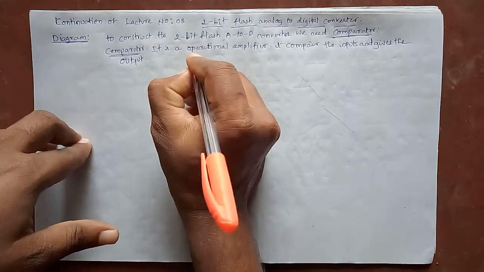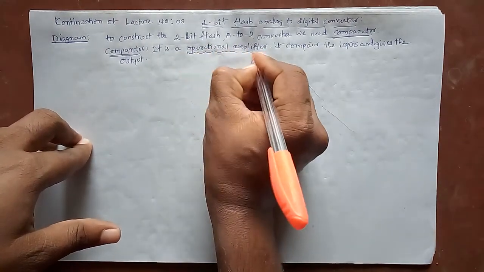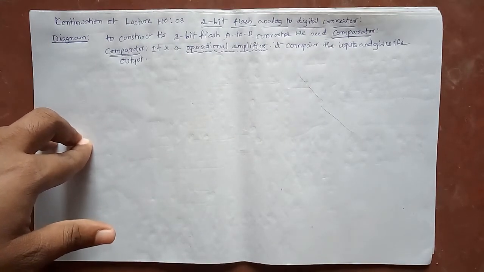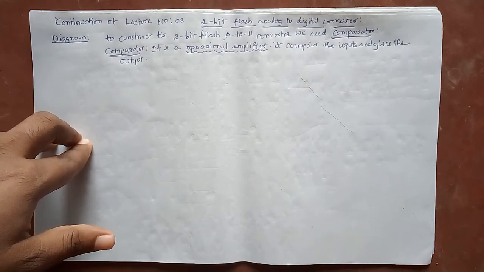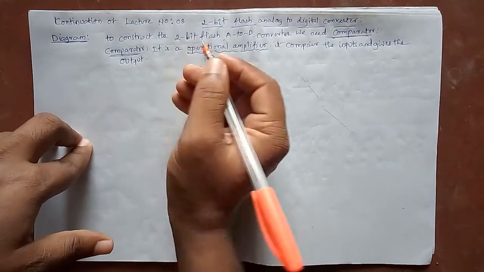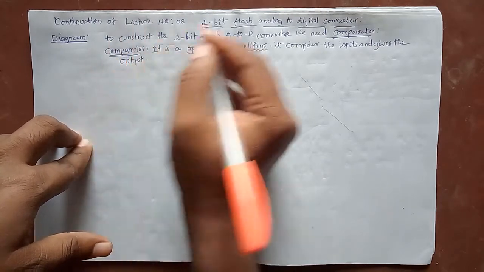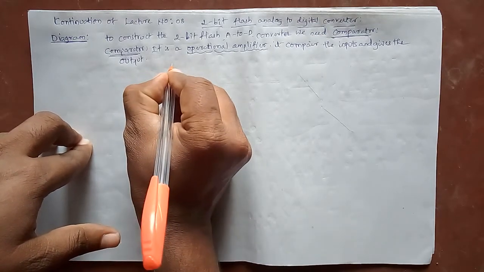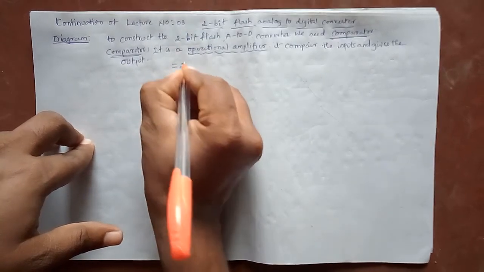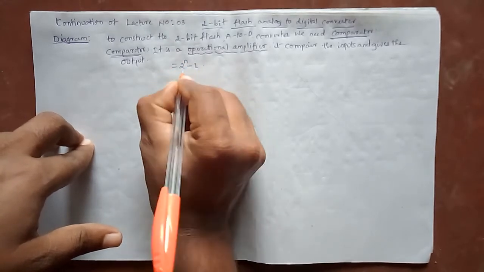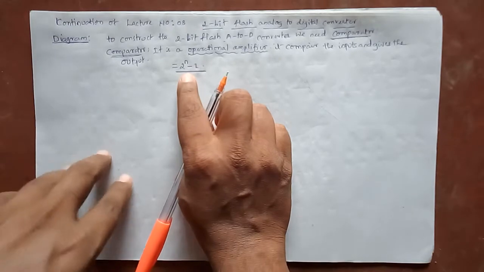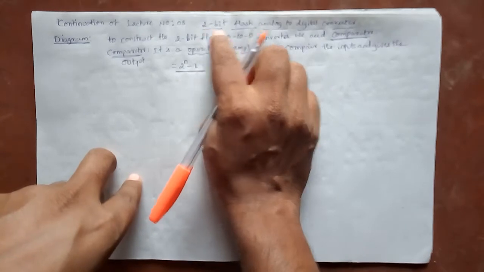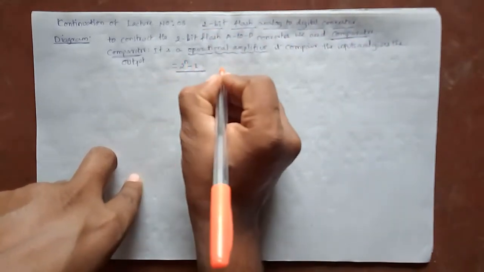We know that an operational amplifier has 2 inputs and 1 output. Those 2 inputs are, one is the inverting input and another one is the non-inverting input. We know that. Here we have one formula. How many comparators are required to construct a 2-bit flash converter? The formula is given by 2 raised to n minus 1. This formula gives the number of comparators required to construct the flash converter, where n represents the bit.